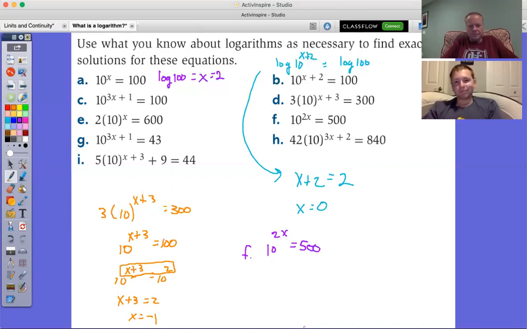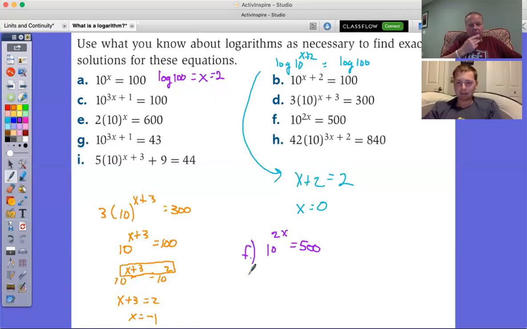Now, to be technical, they don't tell us that we can't use our calculators. They don't. But let's try to do it using only logarithm notation to begin with, so you can see the steps. But when push comes to shove, if they ask you for an exact solution, in this case, you'll see we're going to need to use a calculator. But we can still follow the same process.